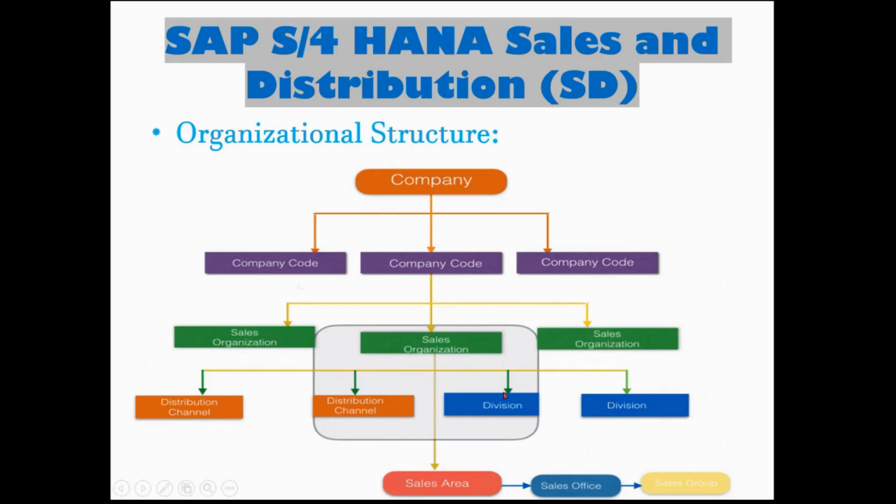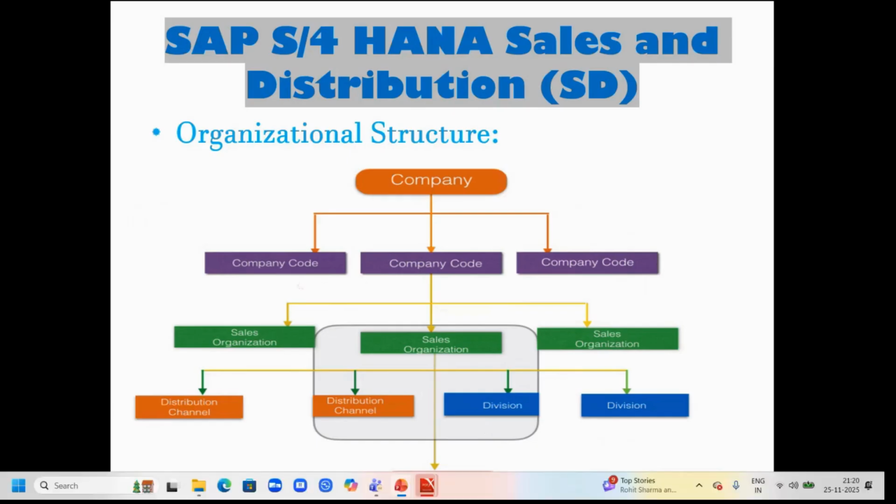Division is the group of products or materials we are dealing with, and we sell that product to our customers. Combined, sales organization, distribution channel, and division, all three, we call the sales area. Sales area is not physically available, it is a logical location in the S/4HANA system, combinedly called sales organization, distribution channel, and division.